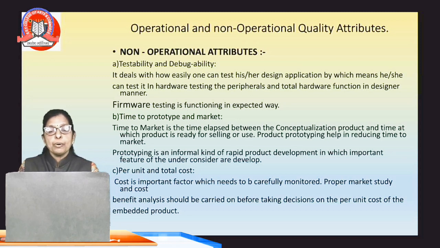Next is per unit and total cost. These are non-operational attributes, where cost is an important factor which needs to be carefully monitored. Proper market study and cost benefit analysis should be carried out before taking decisions on the per unit cost of the embedded product. So this is all about the core of embedded systems, which is the most important part.